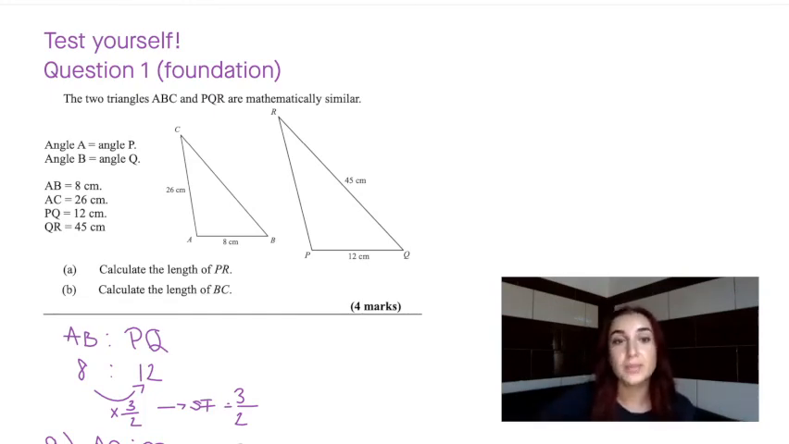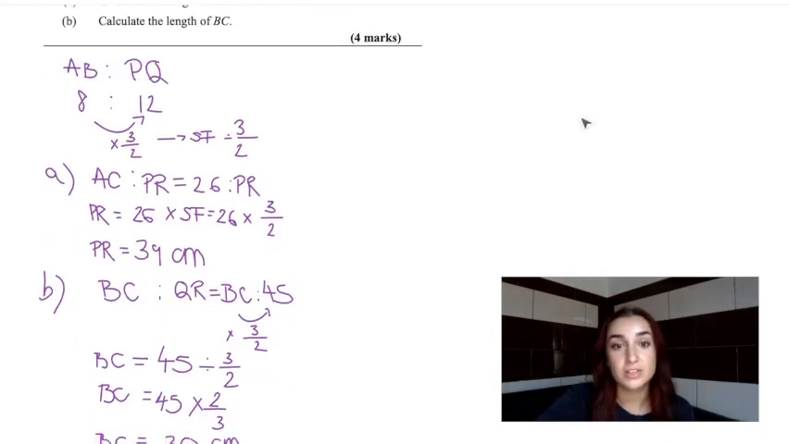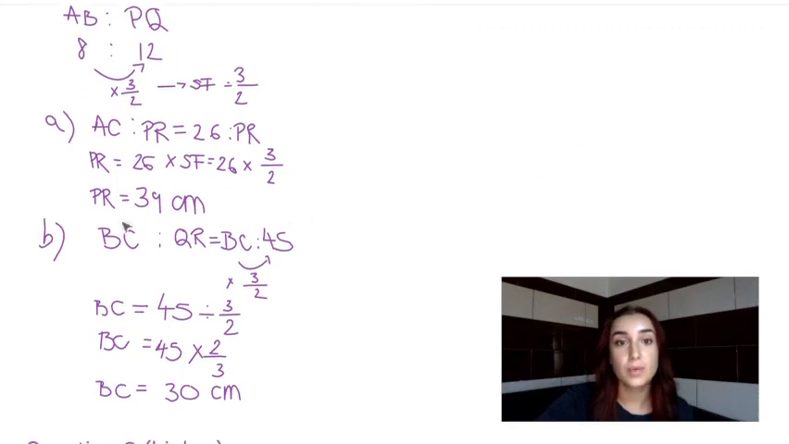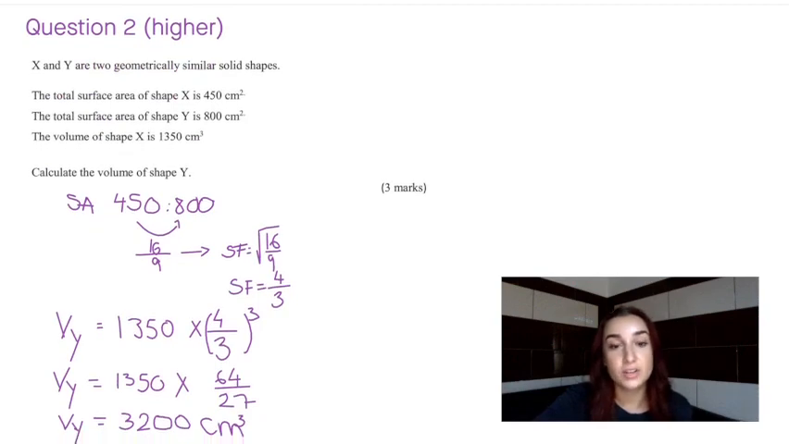These are the answers and the working out for the first question, so for the foundation question, where PR is 39 and BC is 30. And these are the answers and the working out for the second question, where the volume is 3,200 centimeters cubed.